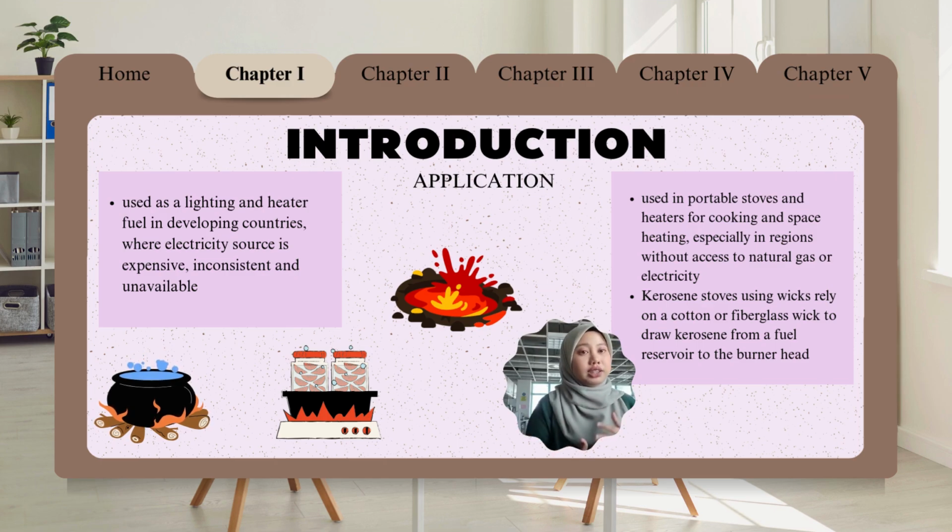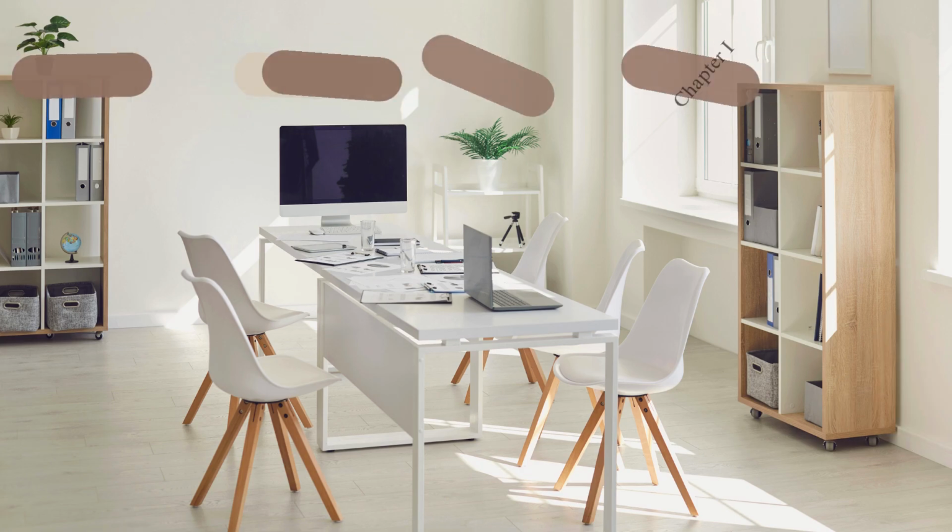natural gas or electricity. Kerosene stoves using wicks rely on a cotton or fiberglass wick to draw kerosene from a fuel reservoir to the burner head. The wick is ignited to produce a controlled flame with heat output adjusted by raising or lowering the wick. The flame heats cookware such as a pot or pan placed above the burner.